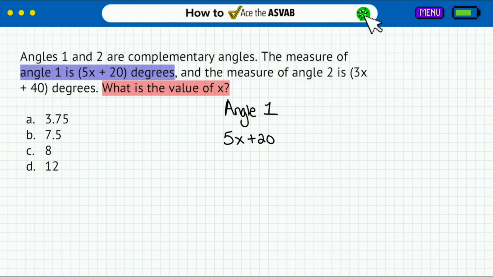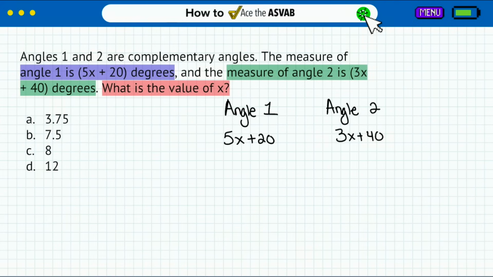Okay. Then we have angle number 2. And what are we told about angle number 2? Well, the measure of angle 2 is 3x plus 40 degrees. So I'll write that out as well. 3x plus 40 degrees. Okay. Now, what do I do with this information? Like I said, the terminology really matters here, because what we have over here, let me highlight this in purple. We have that angles 1 and 2 are complementary angles.